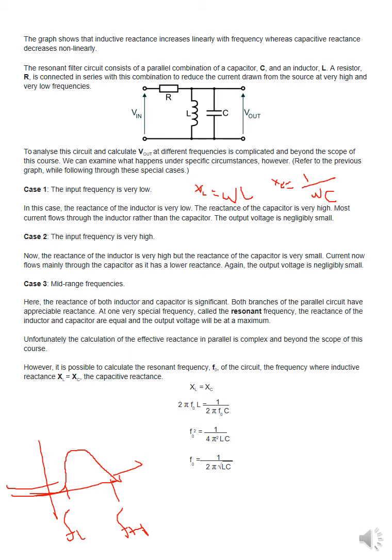Okay, so it will become high for this certain range of frequencies, and then as the high frequency comes, it will start decreasing also. Now the mid range of frequencies, which I explained, is this one. Here the reactance of both inductor and capacitor is significant, meaning it's not too high or too low. Both branches of the parallel circuit have appreciable reactance at one very special frequency called the resonance frequency. The reactances of the inductor and capacitor are equal, and the output voltage will be maximum.